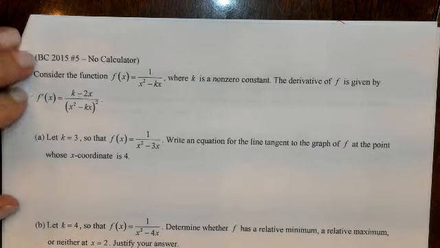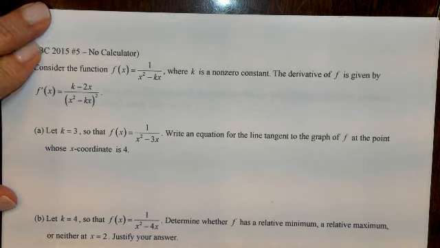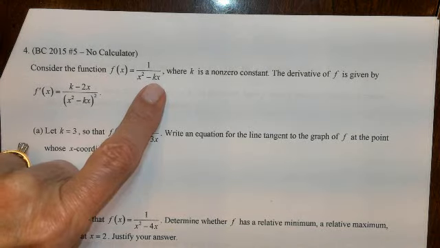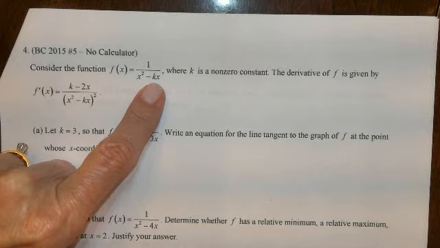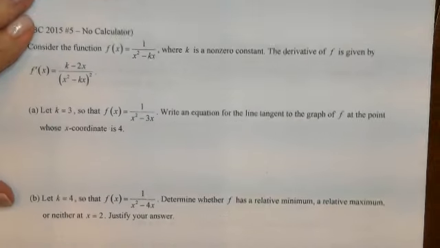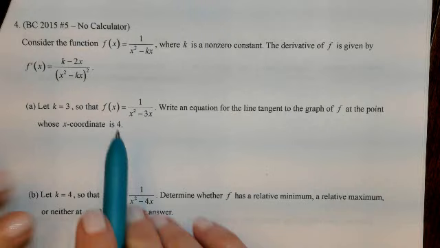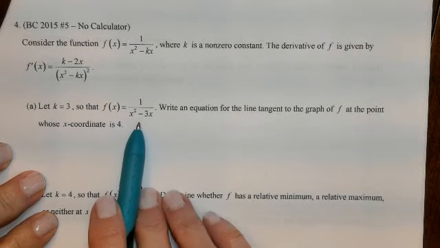The reason AP likes these is that they can do so much with them, especially when they put a k in, where they can say, let k be this, now let k be that. They like these, okay? In part A, let k be 3. So that makes f equal to this.